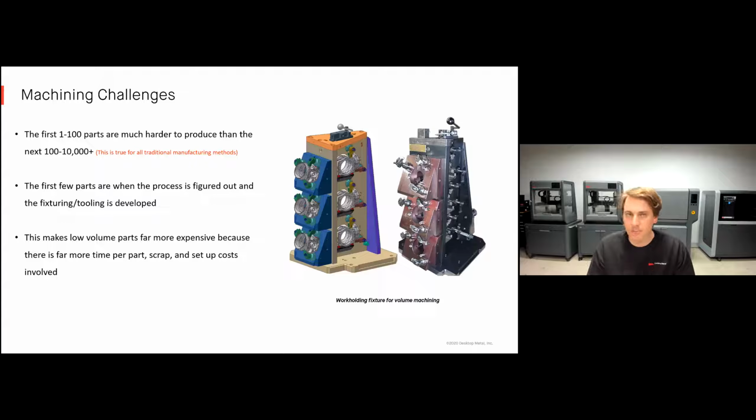With these first 100 parts or 10 to 100 parts, this is really when the tooling is being figured out. You're developing fixturing, you're developing hard tooling, which makes these low volume applications very, very expensive. Because for each of these low volume parts, there's far more time per part that needs to go into them. There's lots of scrap and there's lots of setup time involved. So this is one of the main challenges we see when we're talking about machining, is the need to develop this fixturing. And we're going to talk a lot about this today.